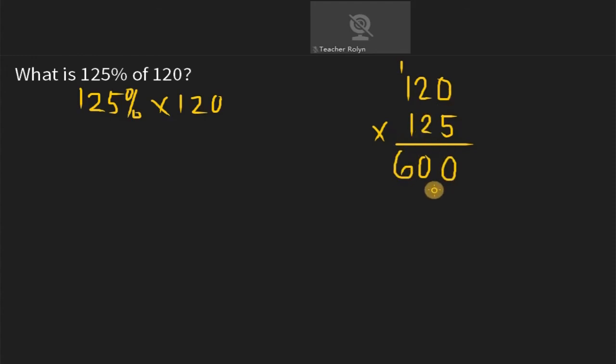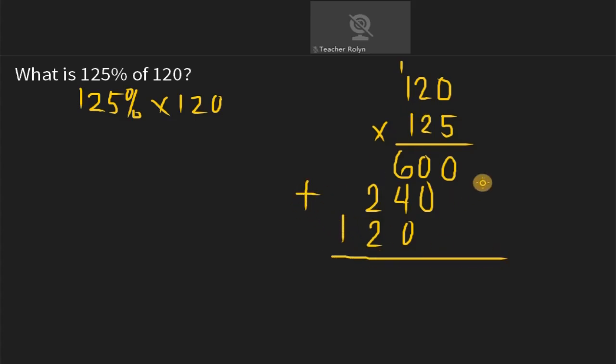Then we have 2 times 0 is 0. 2 times 2 is 4. Then 2 times 1 is 2. 1 times 0 is 0. 1 times 2 is 2. Then 1 times 1 is 1. Add them. So we will have here 0. 0 plus 0 is 0. 6 plus 4 is 10. Carry 1. 1 plus 2 plus 2 is 5. And then we have here 1.